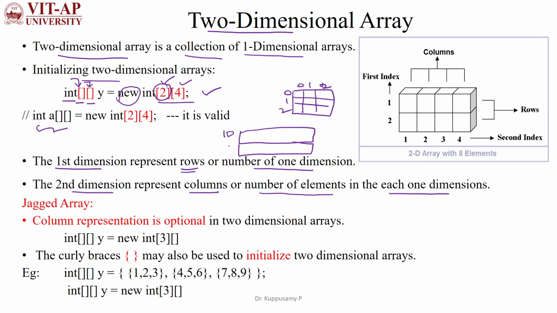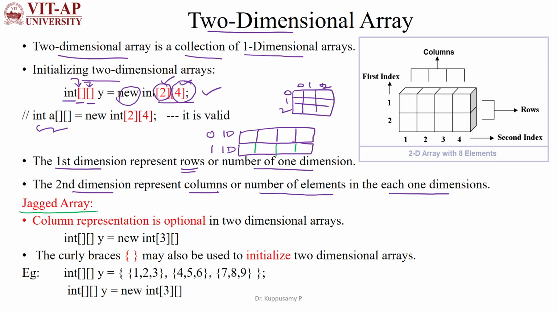This is one dimensional array, this is another one dimensional array, zeroth one dimensional array, first one dimensional array, then number of columns, number of elements in each one dimensional array. So this is the first one dimensional array, here we are having elements, and then we are going to have the second one dimensional array, there we are having four fixed memory locations. So like this we can represent this.